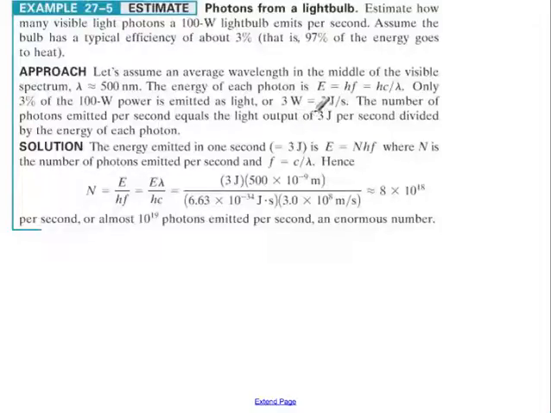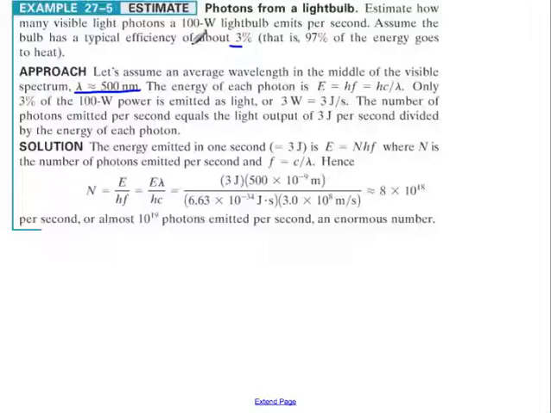This one says we've got a 100-watt light bulb. It's emitting photons, of course. It's a light bulb, right? And it says assume its efficiency is about 3%, so we're only going to work with that 3%. The other 97% just goes into the infrared as heat. So we're going to work with that 3%. And it says the average wavelength is in the middle. Okay, I believe you. 500 nanometers for this light.